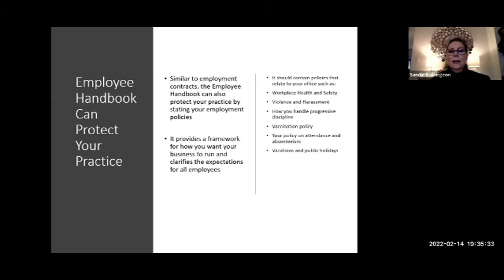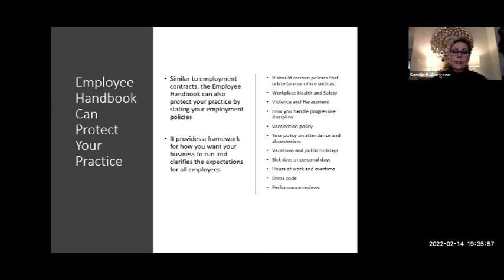Your policy on attendance and absenteeism, vacations and public holidays, sick days or personal days. Do you provide them or not provide them? And this can vary from state to state or province to province on whether or not you have to provide personal days. And especially now with the pandemic, because things have changed. Hours of work and overtime.